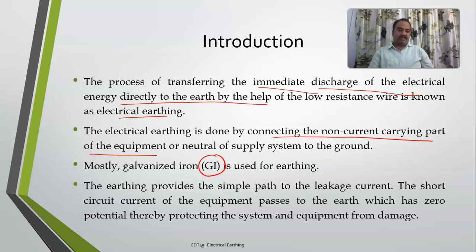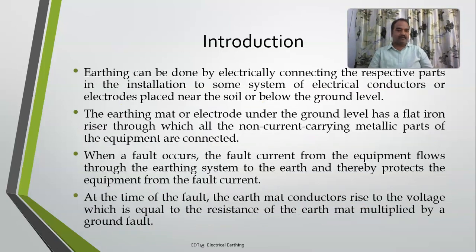The advantage of earthing is that whatever leakage currents are flowing onto the surface will move through these earthing points or earthing electrodes. So the short circuit of the equipment passes to the earth, which has zero potential, thereby protecting the system and the equipment from further damage. Now, how to do the earthing?